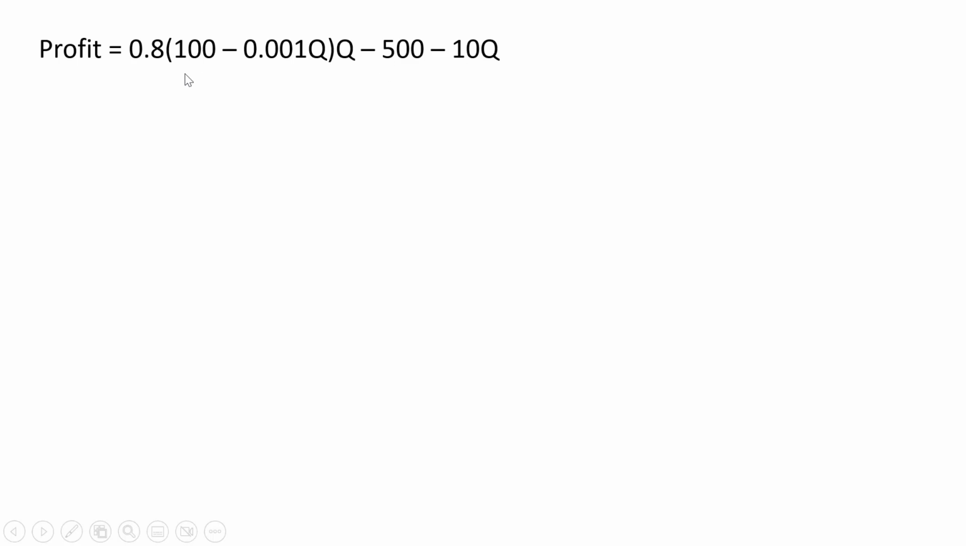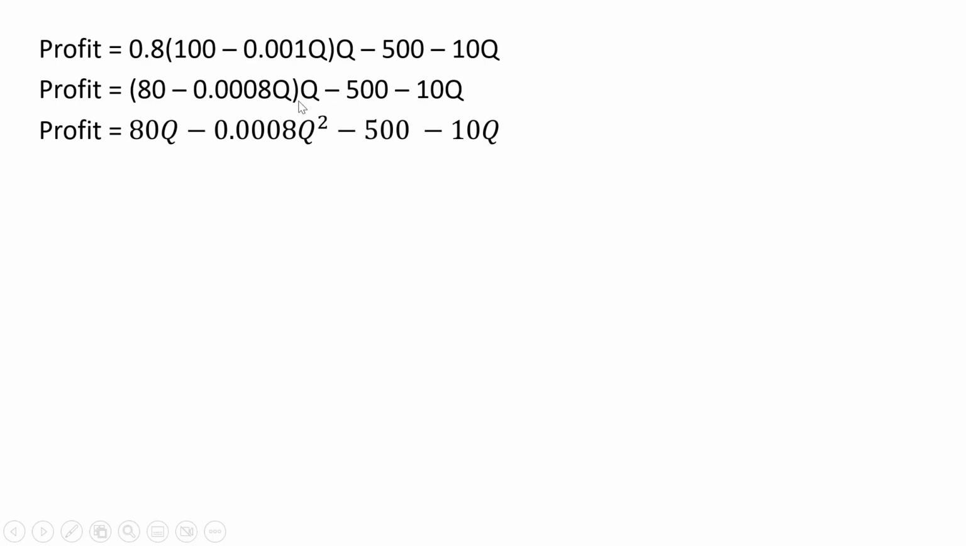Rewriting that last equation, and now simplifying, taking this 0.8 and multiplying it by 100 and then multiplying it by this 0.001 Q. So distributing the 0.8. And now let's distribute the Q here, so multiplying everything through by Q. And now we're ready to maximize profit.